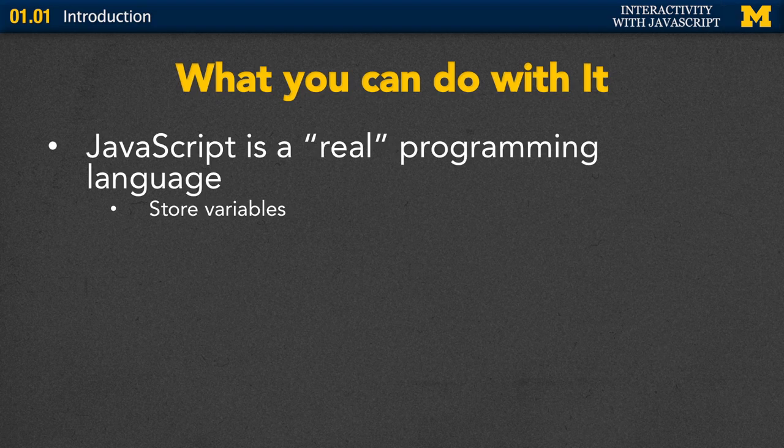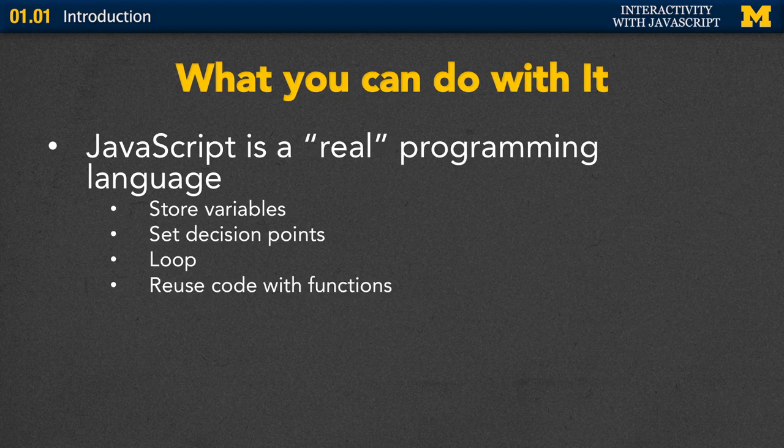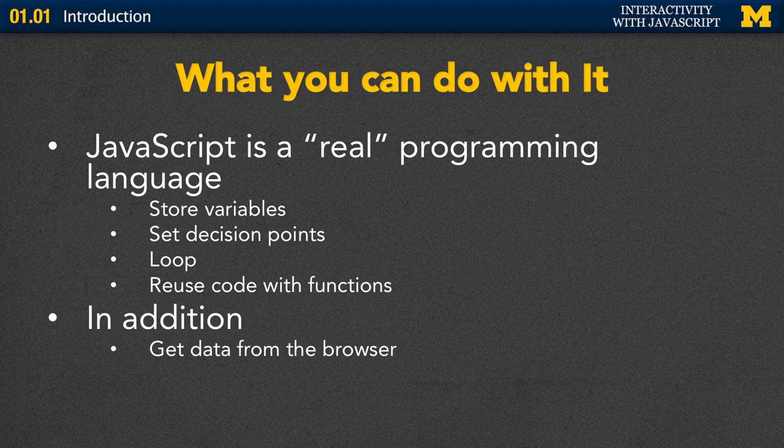So let's get started. If you've done HTML, if you've done CSS, you haven't necessarily done what we call real programming, at least not what us computer scientists call real programming. Instead, we're going to be talking in JavaScript about really definite data manipulation. And in order to do that, there are a few things you need to learn how to do. The first is you want to learn how to store variables. You're going to want to learn how to set decision points. You're going to be looping and writing functions. You're also going to be really getting in depth with how you can get data from the browser.